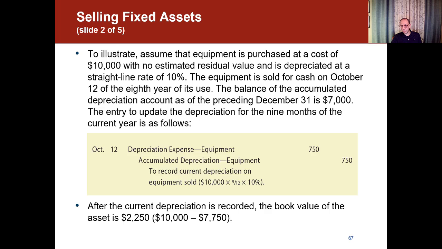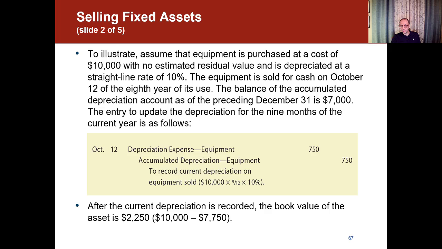The entry to update the depreciation for the 9 months would be as follows. Again, we take the $10,000, which is the original value of the equipment, multiplied by 10%, which is the straight line depreciation rate, multiplied by 9 over 12. And again, the 9 out of 12 here assumes that we used this equipment until September 30th. Why did we do that? Because it's October 12th. If it was October 17th, we'd assume that the month of October was used and we'd multiply by 10 over 12. But in this case, since it didn't reach the middle of October, we just assume it's October 1st or September 30th.